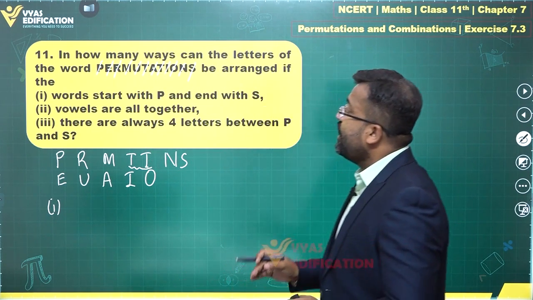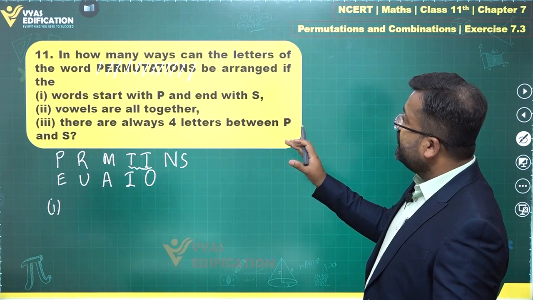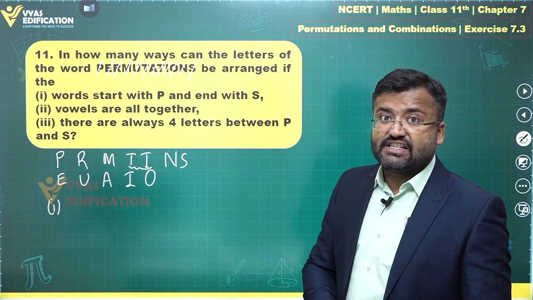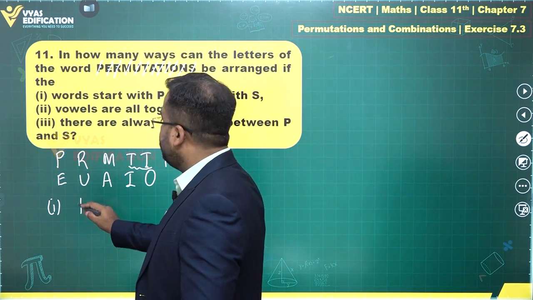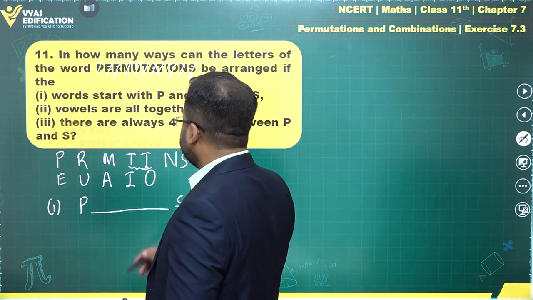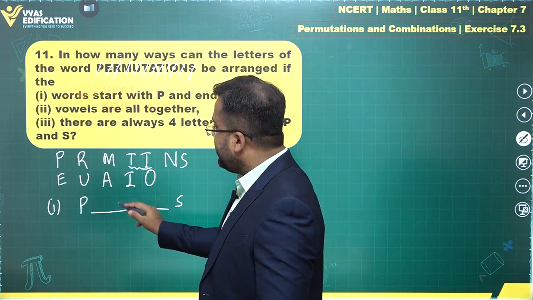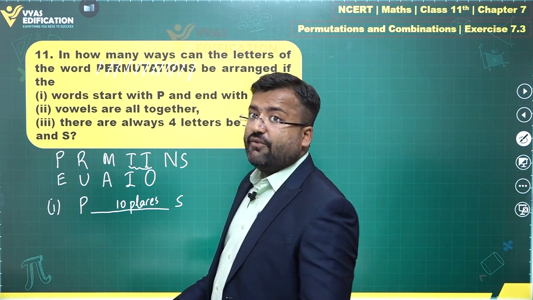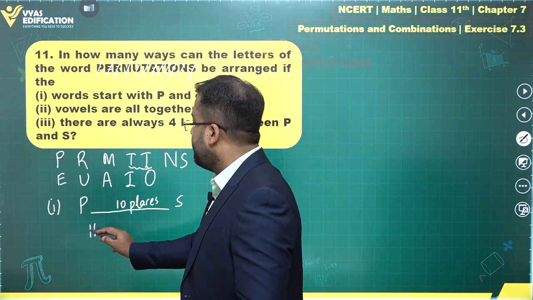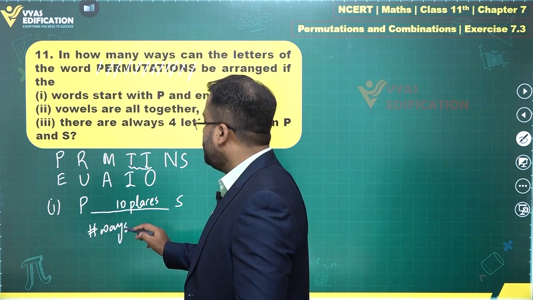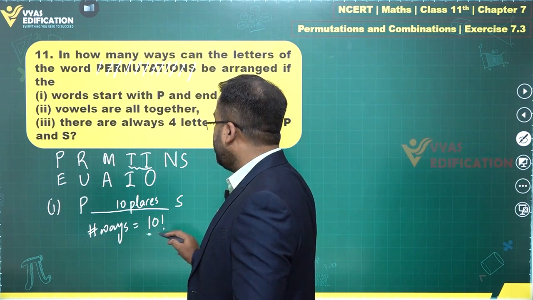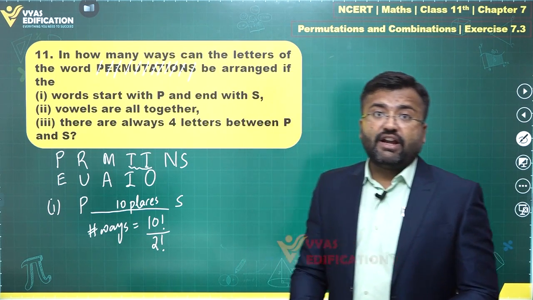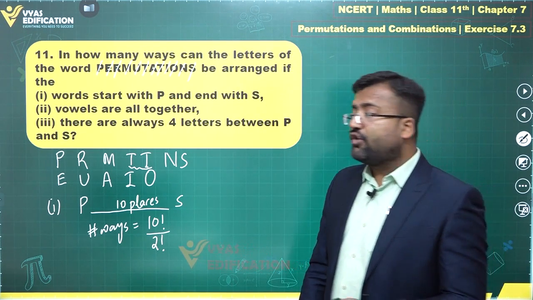The first part says, in how many ways can the letters of the word be arranged if words start with P and end with S? Okay, so starting with P and ending with S implies out of 12 you will be arranging 10 letters at 10 places, and therefore the number of ways will be equal to 10 factorial over... Since the two T's are similar, we'll have to divide with 2 factorial. Yes, this is 10 factorial upon 2 factorial.